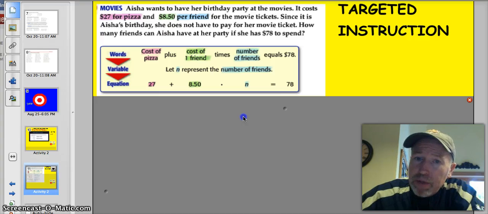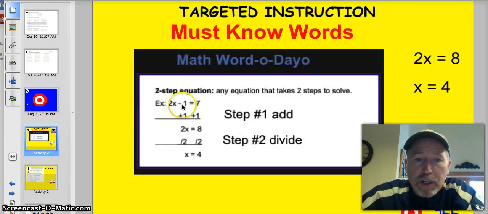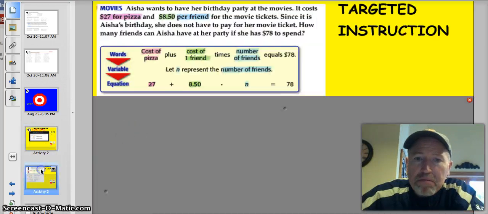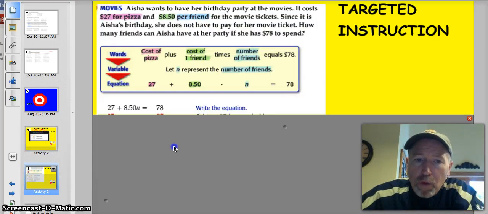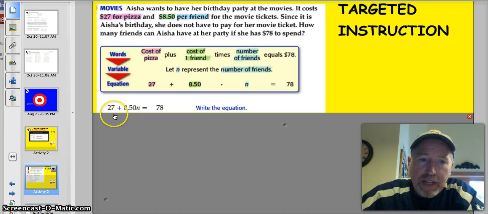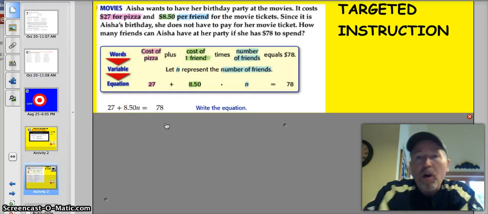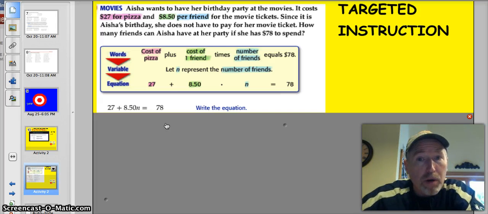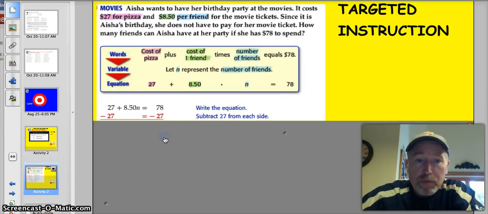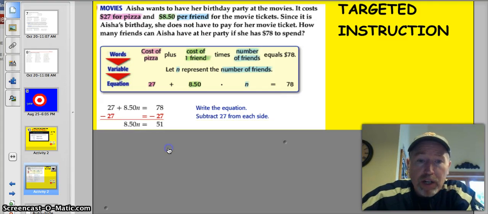See how we set up that two-step equation? Not too different from 2x minus 1, different situation. When we write it out, we end up with $27 for the pizza plus $8.50 per friend times n friends equals 78. Now all of a sudden it looks like we're doing some pretty serious math. And we are, but you can handle this. Just remember our steps. First step, we're going to subtract 27, again to isolate the variable. That brings us down to 8.5n equals 51.